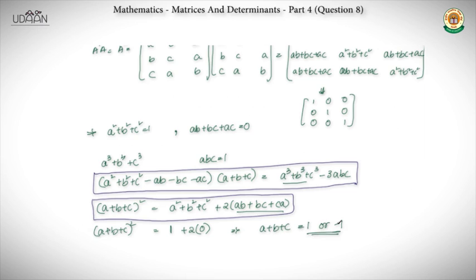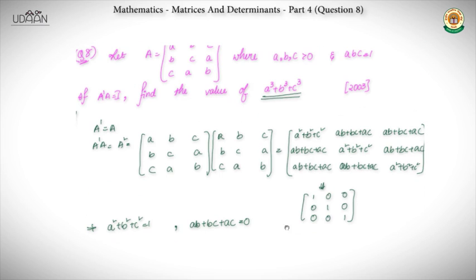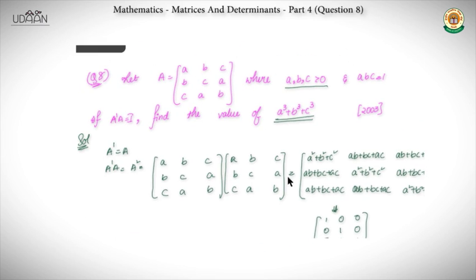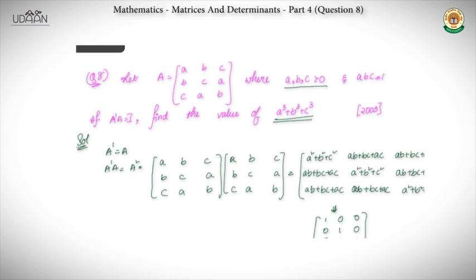We need to take both possibilities. But in the question they have given us that A, B, C are greater than 0. So obviously A plus B plus C has to be greater than 0.